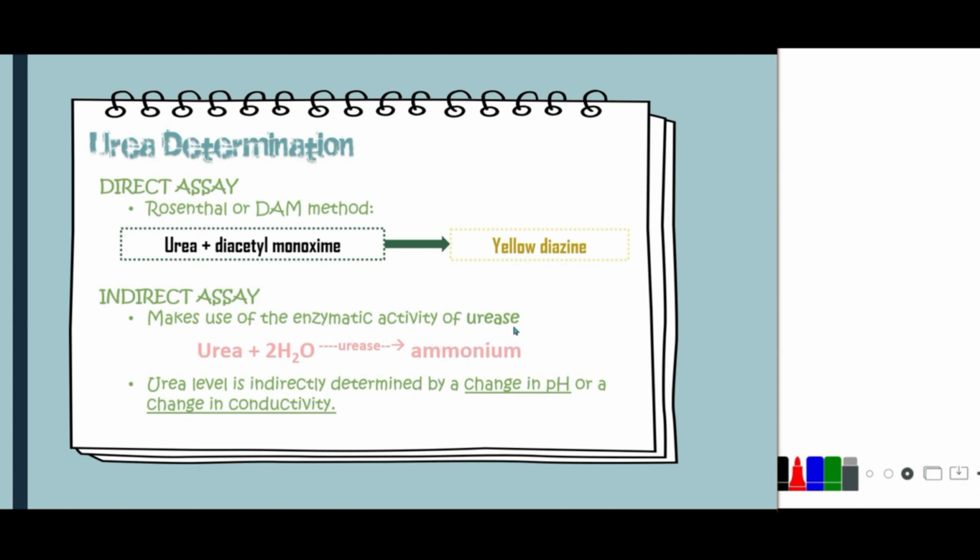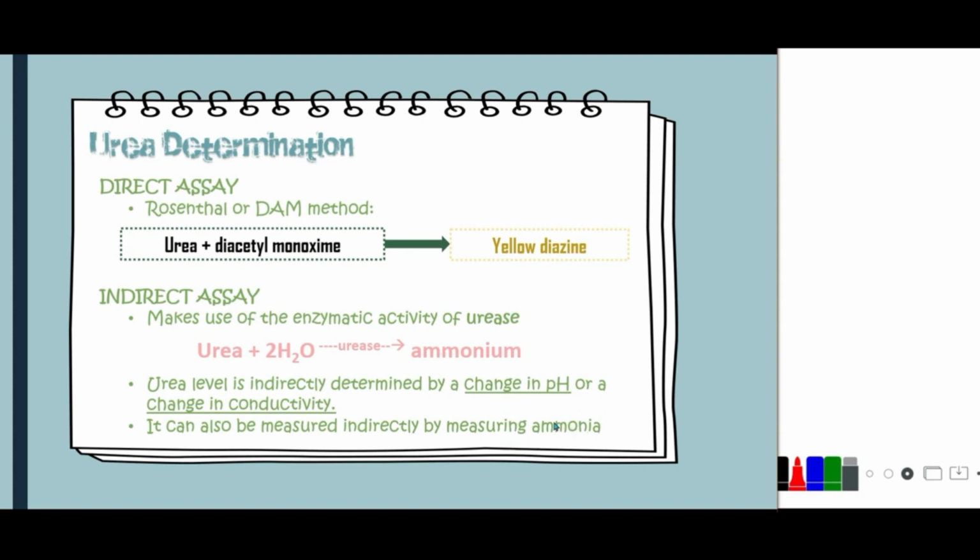Between the two, ammonium, of course, is more alkaline. So if urea is present and it was hydrolyzed by urease, there would be a change in pH to a more alkaline pH since ammonium here is now the final product. Or there could also be a change in conductivity because ammonium will also have a higher conductivity compared to urea. In other cases, guys, urea can also be measured indirectly by measuring ammonia.